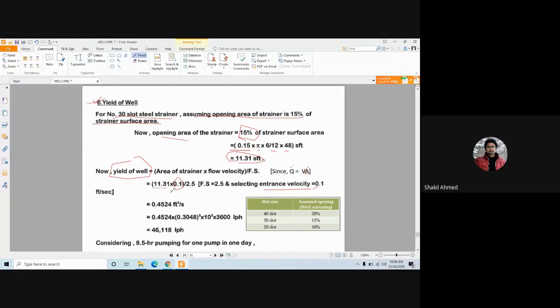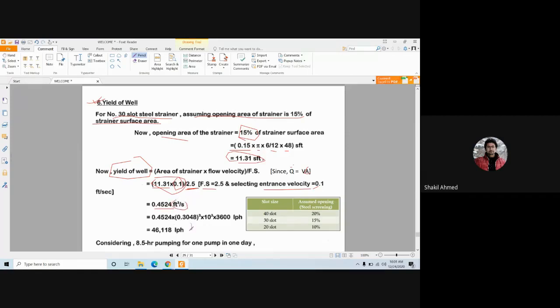Now, whatever we got from here, for factor of safety we will reduce it by 2.5. We are staying on the safe side. Although we are getting 11.31 into 0.1, that is around 1 point something. We will reduce it by dividing by 2.5. So that's the factor of safety. Is it clear? Yes, sir. So that's 0.4524 cubic feet per second.